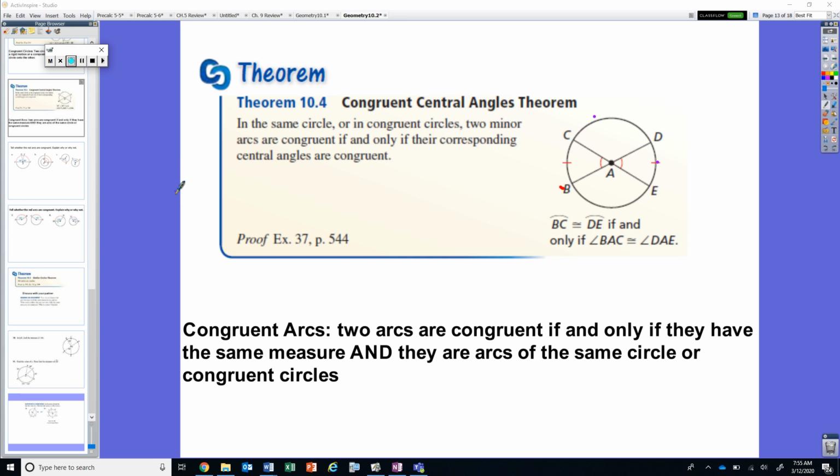Alright, ladies and gentlemen, we are back and better than ever. We are looking at the congruent central angles theorem in this video. So the goal is to be able to identify the congruent central angles theorem and utilize it in some application.